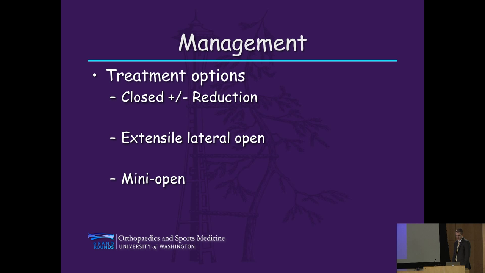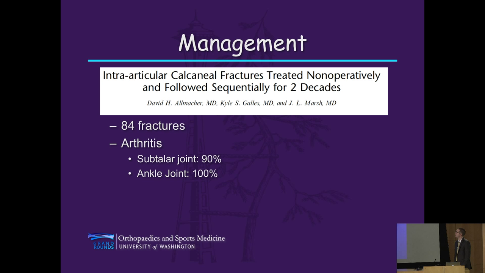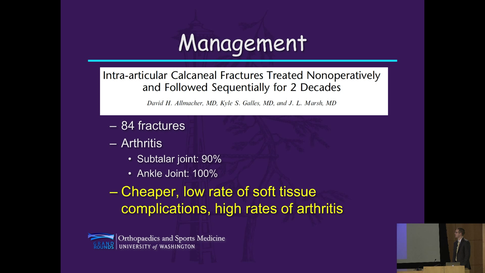When looking first at the closed management techniques, this is based on the fact that patients are made non-weight bearing, they're splinted, and then they begin early range of motion. This has been evaluated in the literature, and a two-decade follow-up of 84 fractures showed that these patients get arthritis of their subtalar joint and their ankle joint 90 and 100% of the time. So while it's cheaper, and there are fewer soft tissue complications because you're not making any incision in the skin, we do see higher rates of arthritis in these patients.